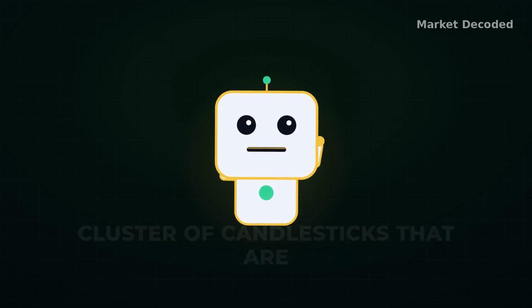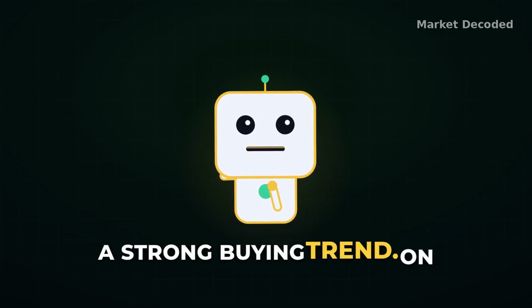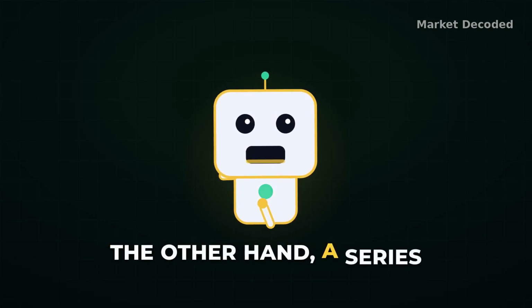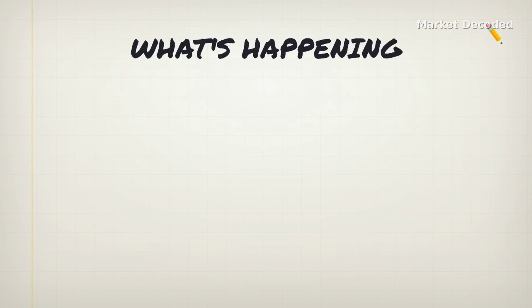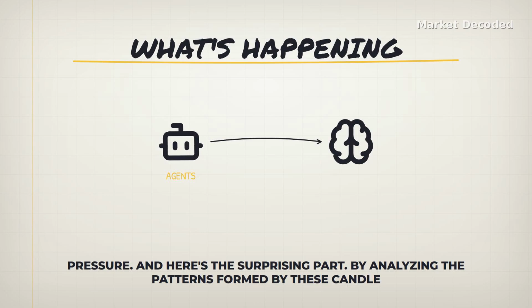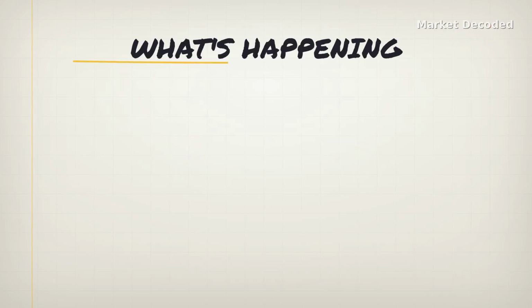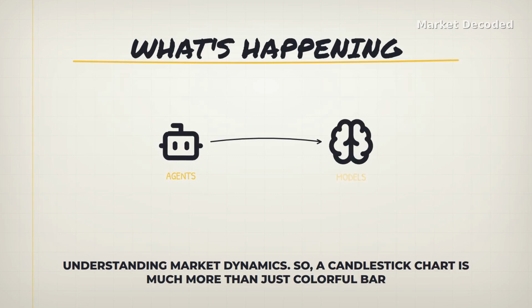When you see a cluster of candlesticks that are mainly green, it might suggest a strong buying trend. On the other hand, a series of red candlesticks could indicate selling pressure. And here's the surprising part. By analyzing the patterns formed by these candlesticks, traders attempt to predict future price movements, making these charts pivotal tools in understanding market dynamics. So, a candlestick chart is much more than just colorful bars. It's a window into the market's pulse.